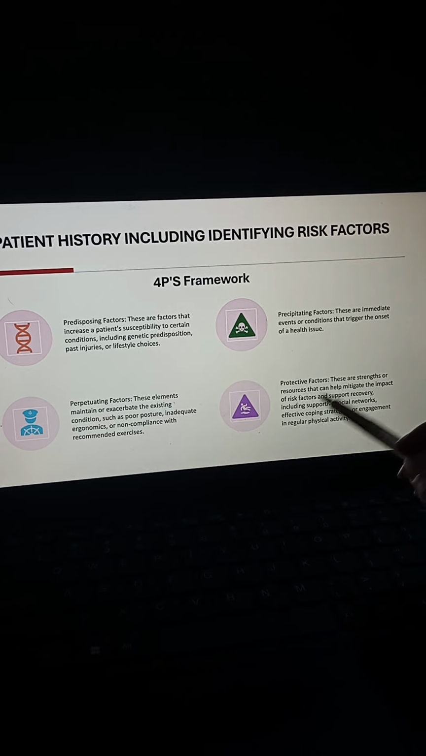Assalamu alaikum students. In this short video we will be learning about an important framework that we use in order to identify risk factors in patient.